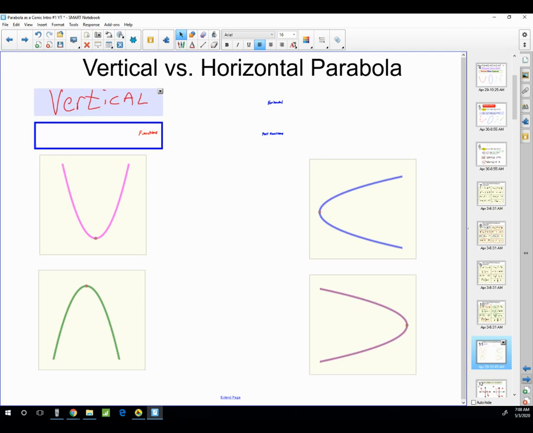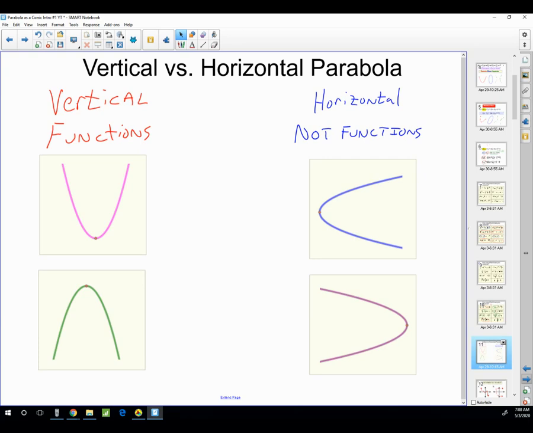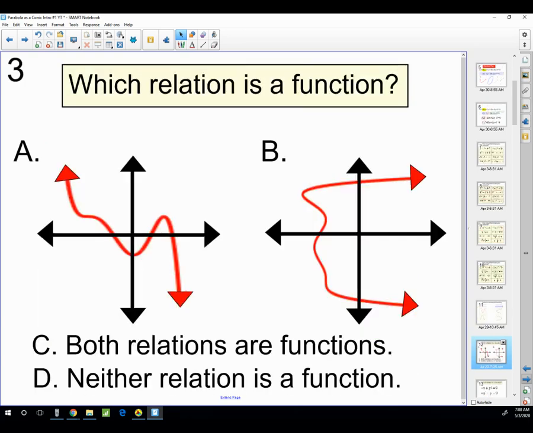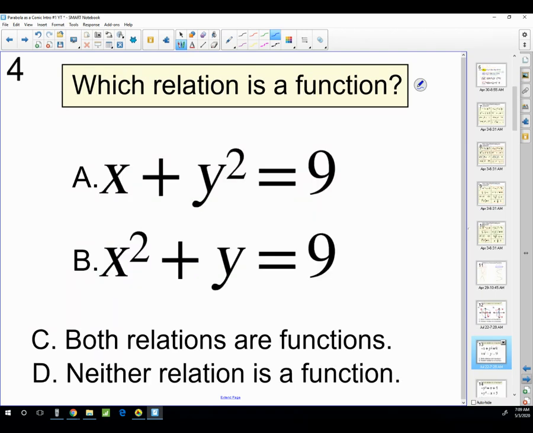Vertical parabolas are functions, and horizontal parabolas are not functions. And so we want to use our knowledge of functions to help us with parabolas. So let's do that a little bit. Number 3, identify the function. Clearly it's that. It passes the vertical line test, and that does not. All right, number 4, see if you can identify the function. Not a function, a function.